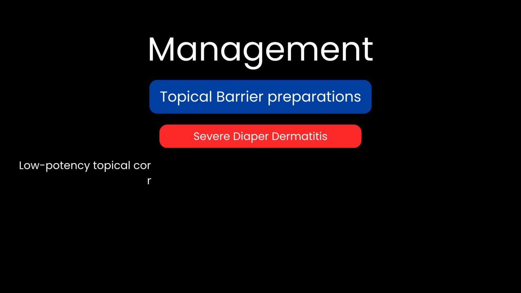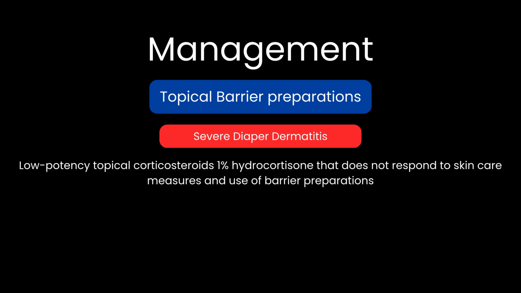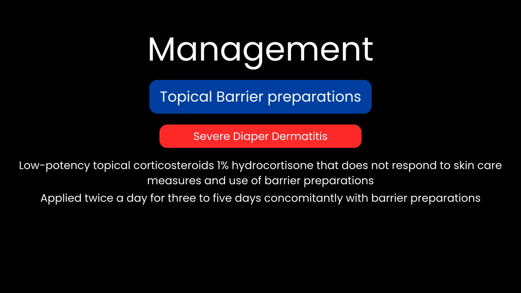For cases of severe diaper dermatitis, low-potency topical corticosteroids such as 1% hydrocortisone can be used for severely inflamed irritant contact dermatitis that does not respond to skincare measures and use of barrier preparations. They are applied twice a day for 3 to 5 days concomitantly with barrier preparations. Barrier preparations should be applied last.